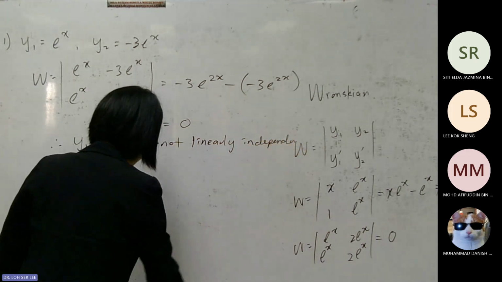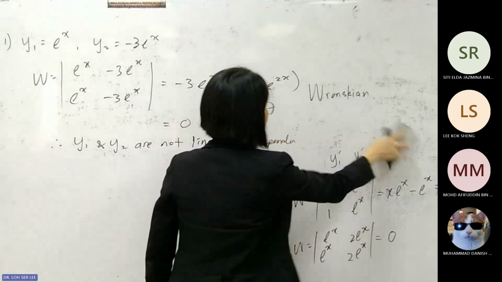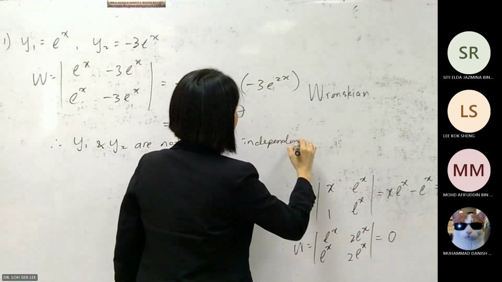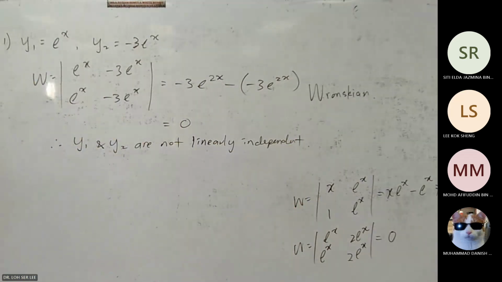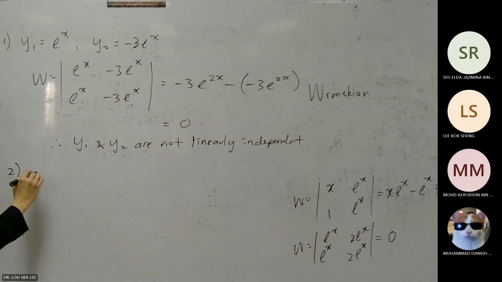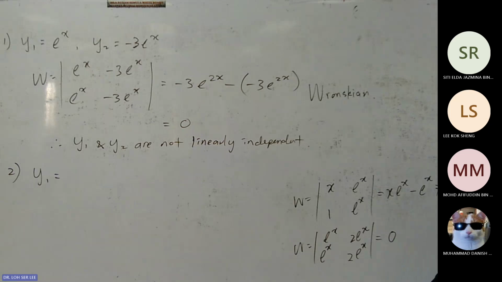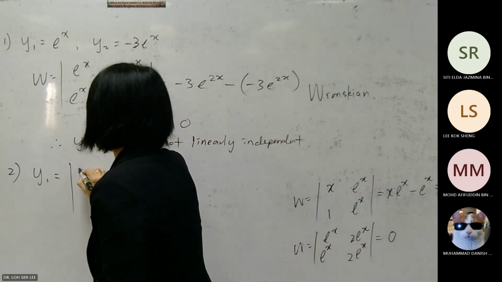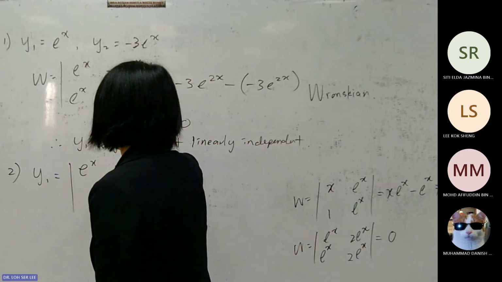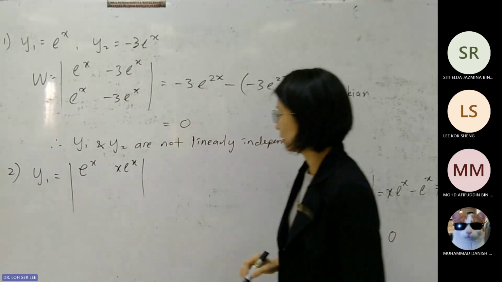Because the question is asking whether they are linearly independent. Next, x and e^x. This is number 2.